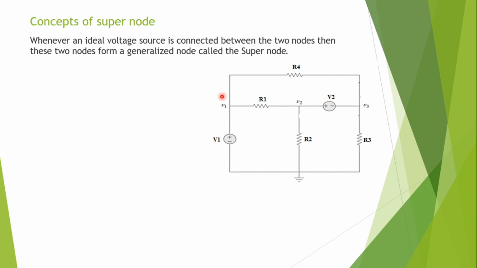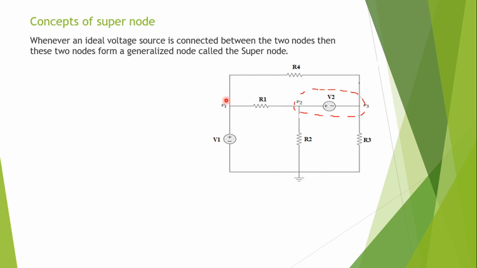Whenever an ideal voltage source is connected between two nodes, these two nodes form a generalized node called a supernode. That means in this case, these two nodes together form a generalized node. Now this node is called a supernode. So how to proceed? Here in this network there are total 3 nodes, V1, V2 and V3. So to find V1, V2 and V3, we need 3 equations.